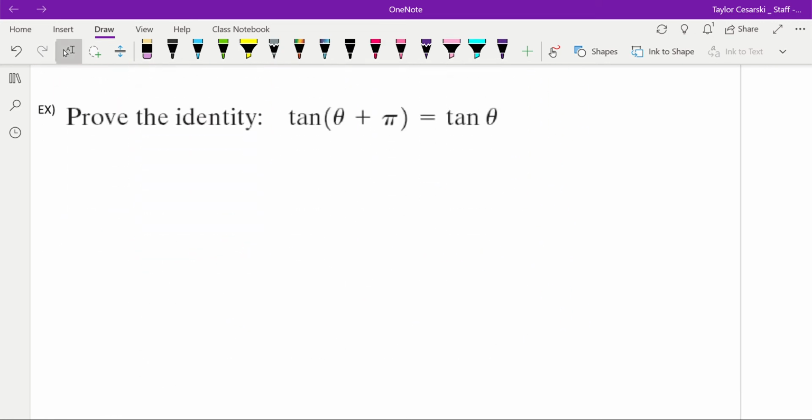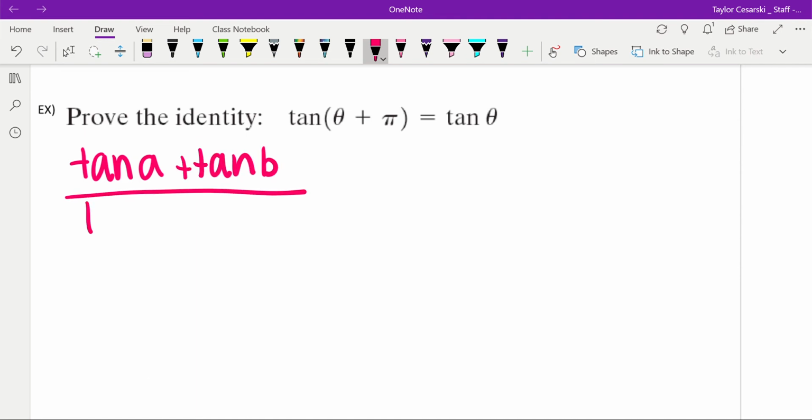All right, next one. So tangent of theta plus pi. I know I said not to focus on tangent, but in this one, you should just be able to use the identity that's given, or use the formula that's given to you. So tangent of theta plus pi, we can break that up just using the formula. So the formula is tangent of A plus tangent of B over 1 minus tangent of A, tangent of B. Identities with tangent aren't too bad. It gets pretty messy when you do the algebra with it.